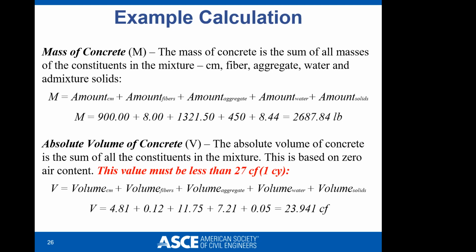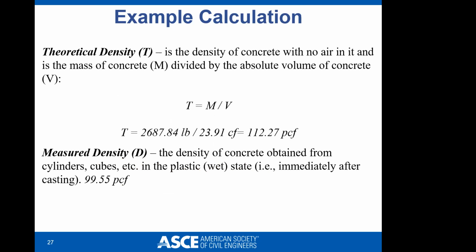If you have anything greater than 27 cubic feet, you should technically end up with a negative air content in one of your equations. So for this example here, we're just a tad under 24 cubic feet. Now I have my mass, I have my volume. I can calculate my theoretical density, which has no air, and then I have my measured density. If I take my mass and divide it by 27, I should be getting 99.55 pounds per cubic foot.